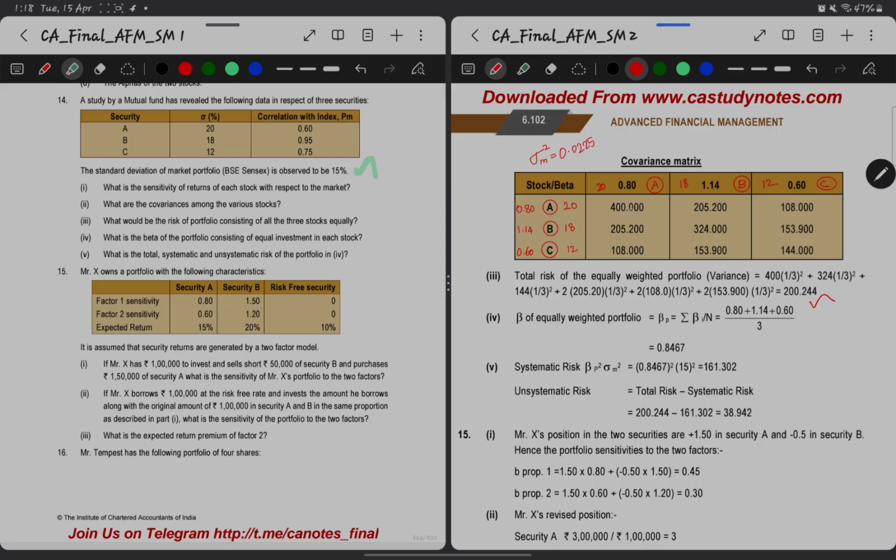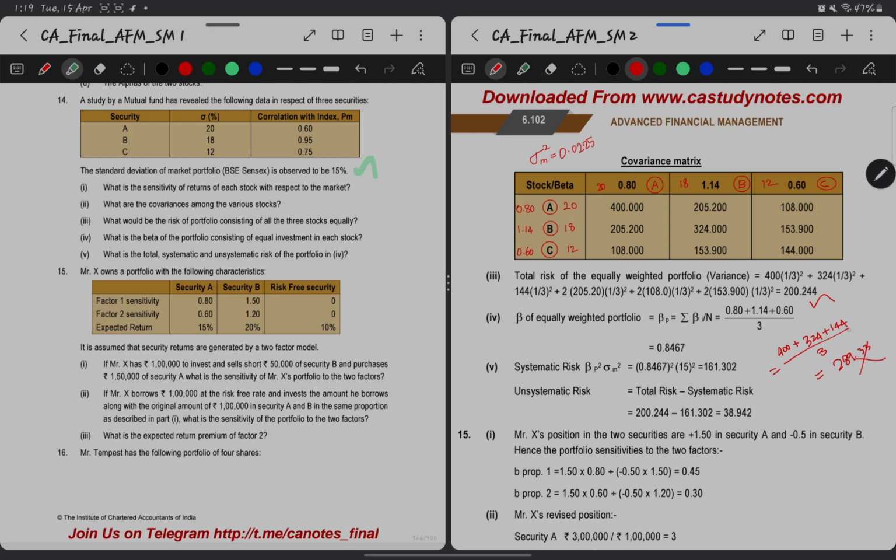Here also, if we notice, the risk of A is 400, then risk of B is 324, and then the risk of C is 144, which if we do the weighted average method, we'll get 289.33 as the weighted average risk of the portfolio, but which is wrong. We are getting a value of 200.244. As we have discussed in our previous videos, since diversification plays a major role in reducing the risk of the portfolio, here also the same thing happened.